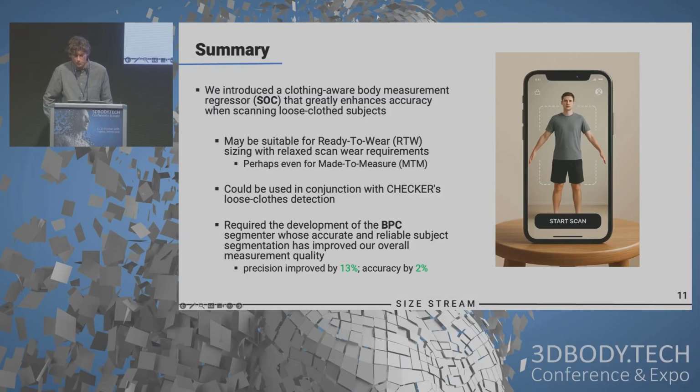We introduced a clothing wear body measurement regressor, SOC, that greatly enhances accuracy when scanning loose-clothed subjects. The model may be suitable for ready-to-wear sizing with relaxed scan wear requirements. Even in a lab setting, we saw precision improve by 13% and our accuracy by 2%.